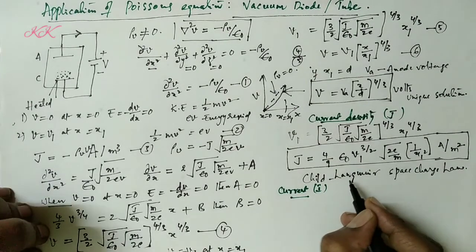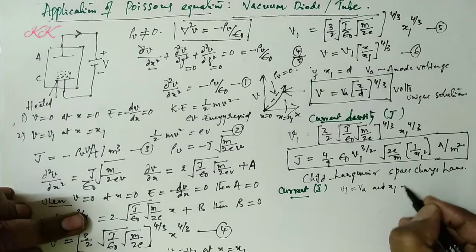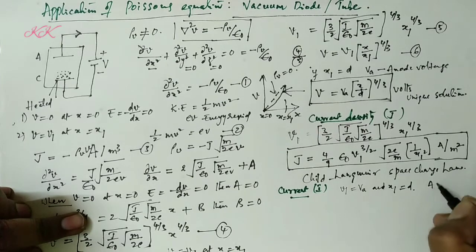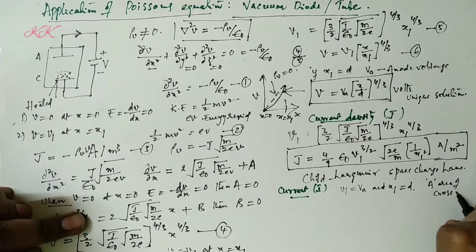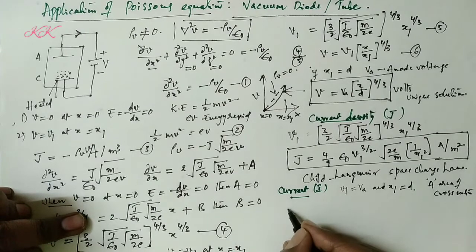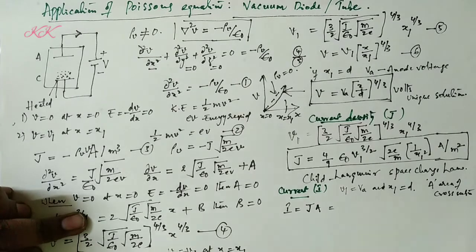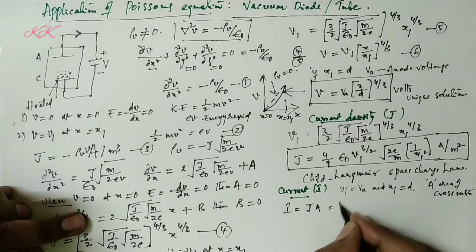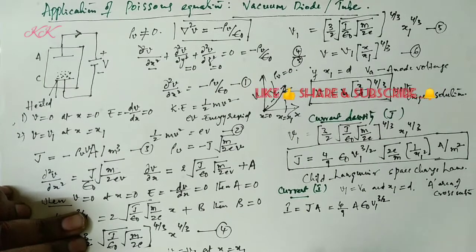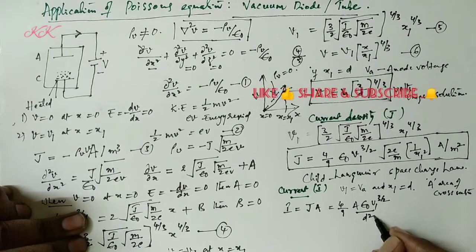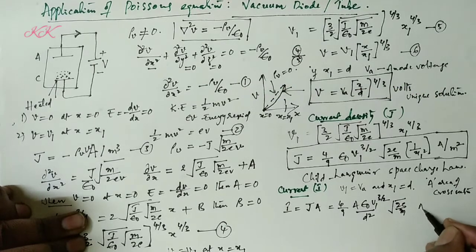Now in the above equation, V1 equals Va and x1 equals d. Let A be the area of cross section. Then current I equals current density into area, that equals 4 by 9 A epsilon naught V1 to the power 3 by 2 divided by d square, square root of 2e by m amperes.